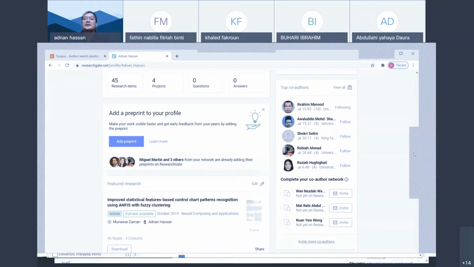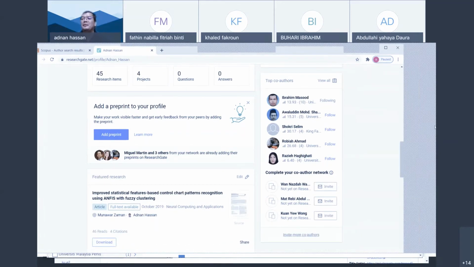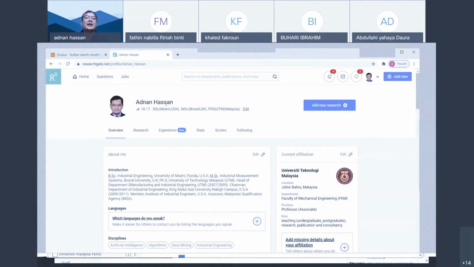So these are some of my papers. Ibrahim Masuk was my student. Razia also was my student. So you can see yourself later on when you do your paper publication. You also can get in ResearchGate, if people go and search your publication.